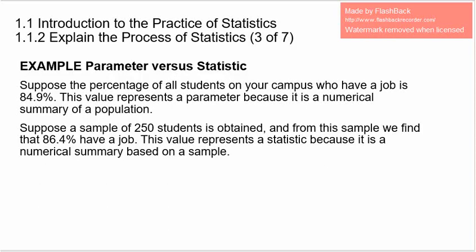By now, you could notice the difference between parameters and statistics. So, suppose the percentage of all students on your campus who have a job is 84.9%. This value represents a parameter because it is a numerical summary of the entire population. But if you take a sample of 250 students and find out that 86.4% have a job, this value represents a statistic because it is a numerical summary based on a sample.